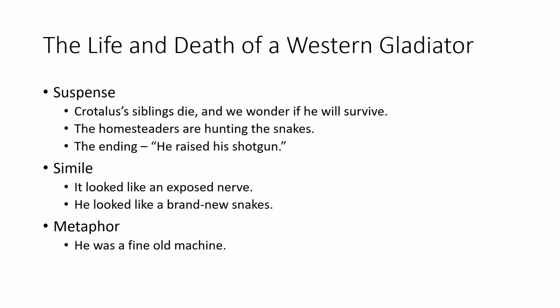Okay, so moving on to The Life and Death of a Western Gladiator. What they want us to pay attention to in this story is suspense, right? And suspense is the kind of atmosphere that the author creates that makes us feel that something's going to happen, right? It gives us this feeling that something's about to happen. And through this story, the whole time you're wondering, is Crotalus going to die, right? At first, multiple of his siblings die, and he's small and he can't protect himself very well. So we feel like, oh no, is he going to die too? Right? And then later in the story, the homesteaders come and we wonder, are they going to find him?